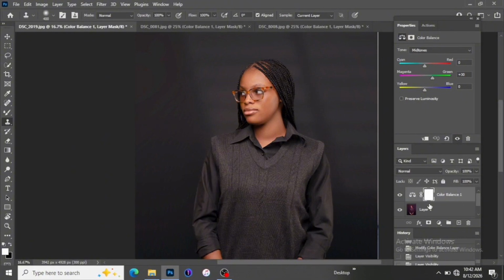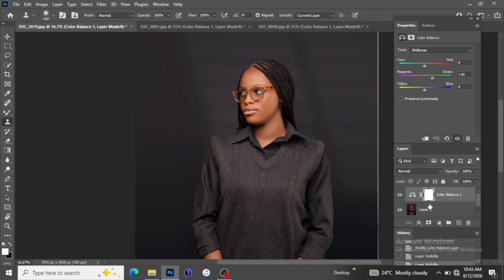Outside that, we'll be looking at the color balance now, because it is the color balance that we'll be looking at today. Color balance is represented by RGB. R means red, G means green, and B means blue. That is the RGB. And we also have the CMY, which is cyan, magenta, and yellow.